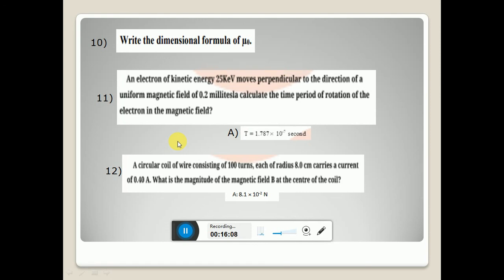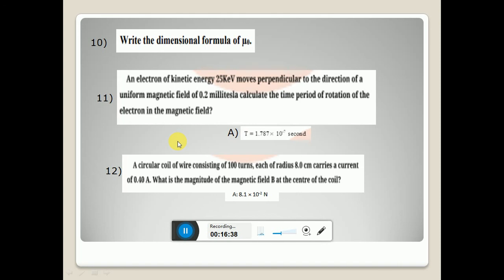So here it is related to the cyclotron concept. Take out the equation for the time period of rotation of the electron and apply that equation in this. The charge of the electron, again I am saying, is 1.6 into 10 power minus 19 coulomb and the mass of the electron is 9.1 into 10 power minus 31 kg. So apply these two and try to find out the time period of the rotation of the electron.